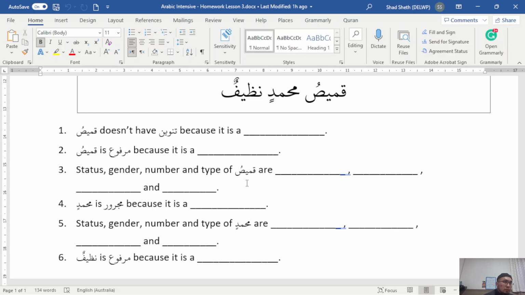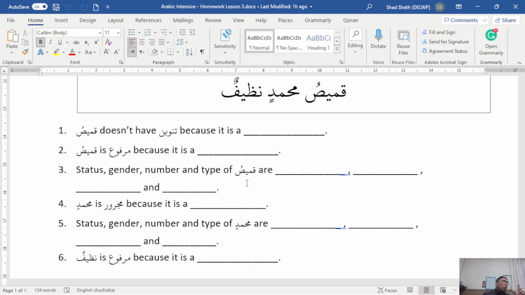It's not alif lam. So how is it proper? Because we said in the last lesson, mudaf is proper. By position, mudaf is proper. If you look at one of the slides, I mentioned that mudaf is proper. So the type is proper.